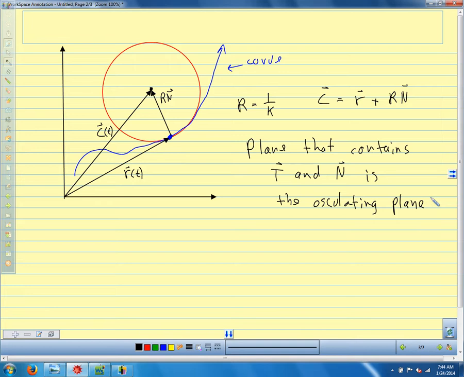And then the binormal vector would be a normal vector to the osculating plane. We usually call that B, and it is T cross N. And this is the binormal vector. And how that binormal vector changes as we move along the curve is called the torsion, where we define the torsion by how the binormal vector changes as we move along the curve. So we use all of these things to analyze the geometry of curves in space.